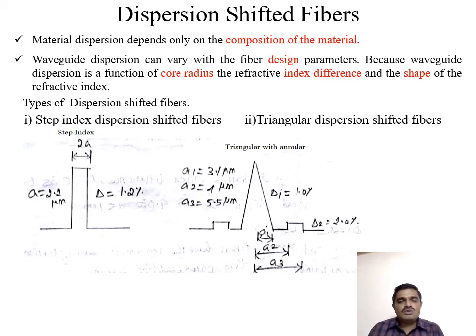Then core radius a is equal to 2.2 for step index dispersion shifted fiber because there is only one step variation. If I take triangular dispersion shifted fiber, there are multiple variations in the steps, so multiple core radius values also exist. According to the structure, a1 is equal to 3.1 micrometer, a2 is equal to 4 micrometer, a3 is equal to 5.5 micrometer. If I choose these optimized values, you can easily achieve long distance transmission, large information capacity, and the signal transfer losses are also very minimum.